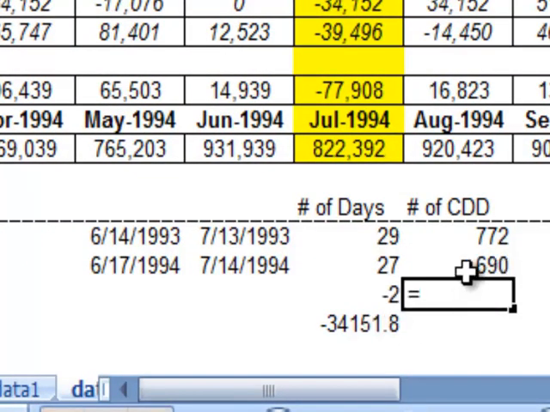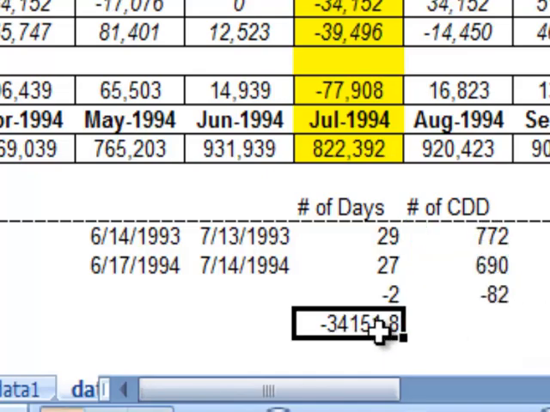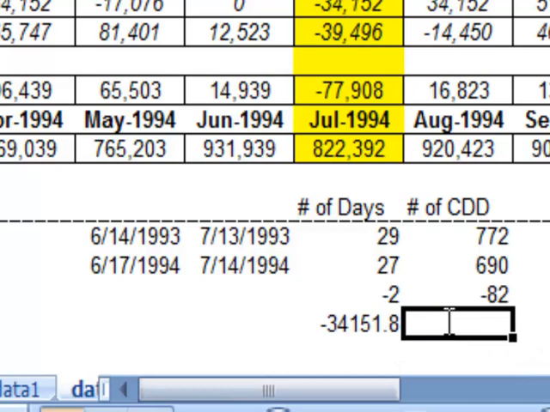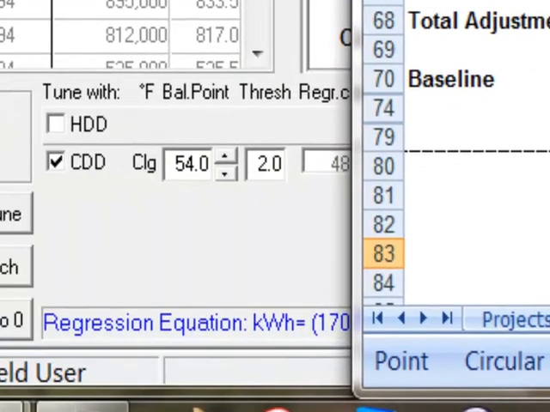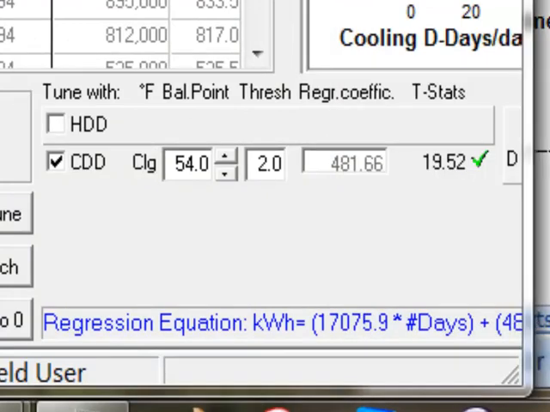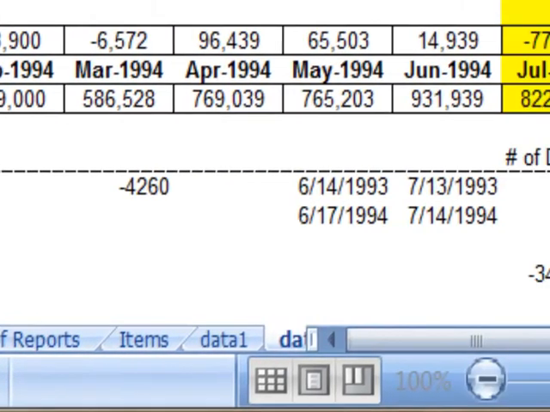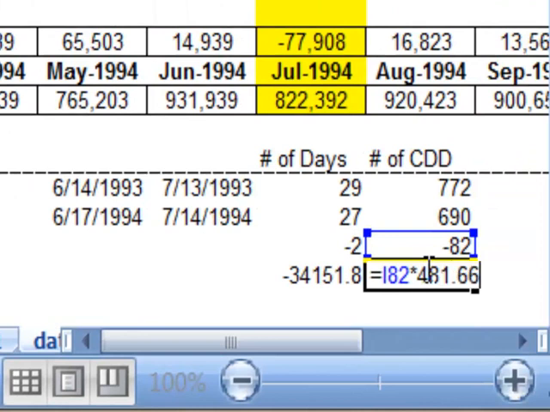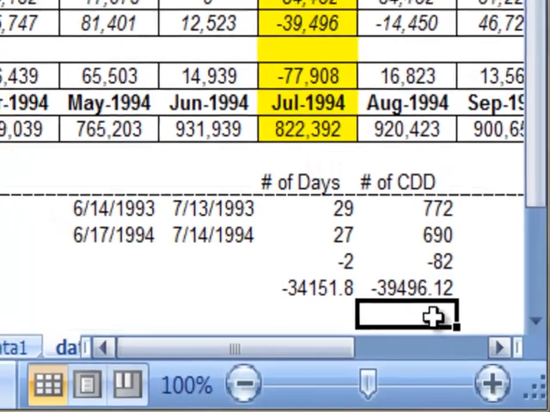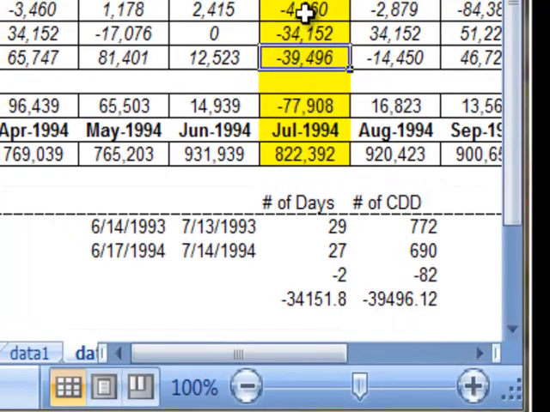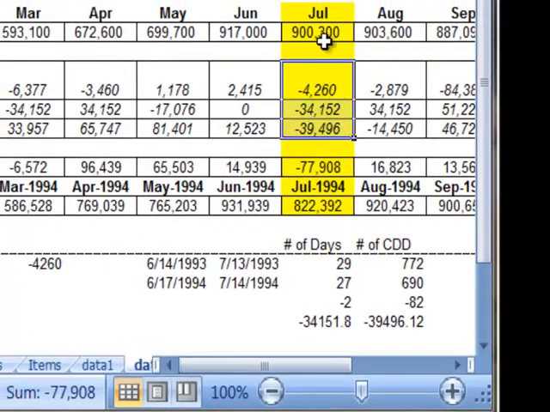And again, we're going to take the difference between the baseline year. So we've got 82 less cooling degree days. And we're going to multiply it by our multiplier once again, which is 481.66. And that gives us our offset right here. If we sum up these offsets and add them to our reference year, we get our baseline bill.